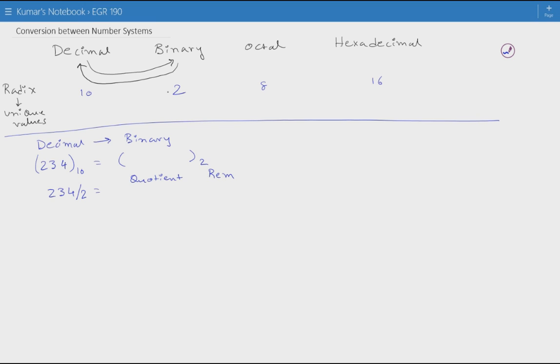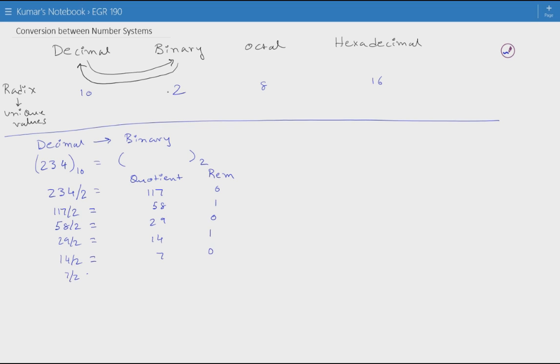234 divided by 2 has a quotient of 117, with a remainder of 0. Now follow the same steps. Divide by 2, 117 divided by 2 gives me 58 with a remainder of 1. And take that 58 and continue that division. You get 29, with a remainder of 0. Divide 29 by 2 and you get 14 with a remainder of 1. Now divide 14, continue this till you end up with a 0.